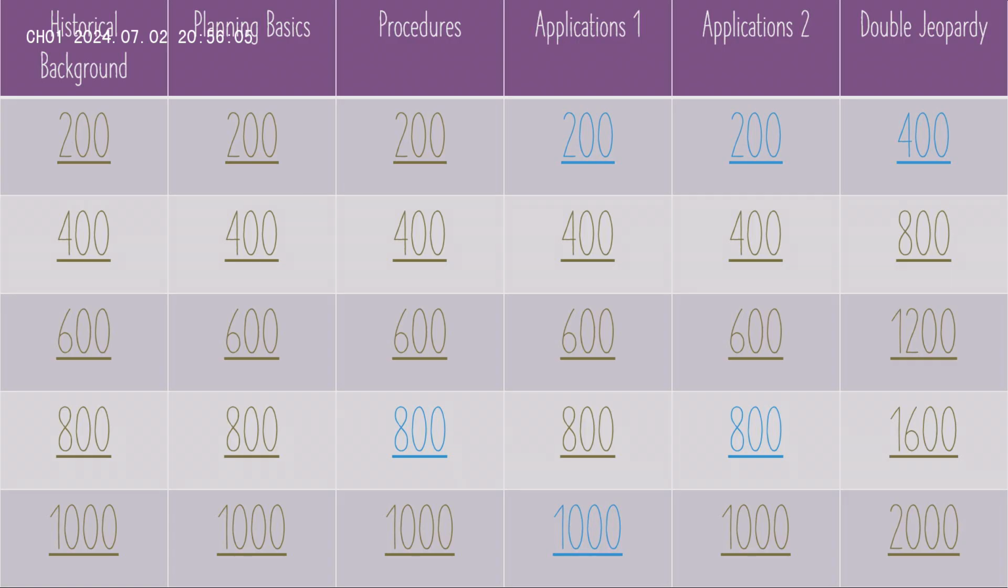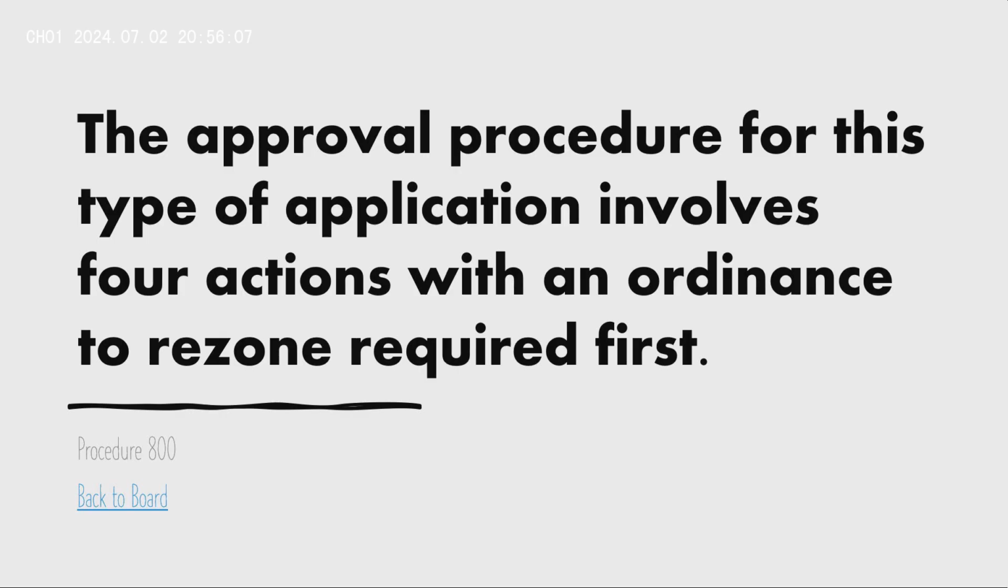Okay, procedures for 800. The approval procedure for this type of application involves 4 actions, with an ordinance to rezone required first. So the approval procedure involves an ordinance to rezone, a resolution with findings of fact to support that rezoning, a development plan, and a preliminary plat. We have to say what type of application? That is, yep.